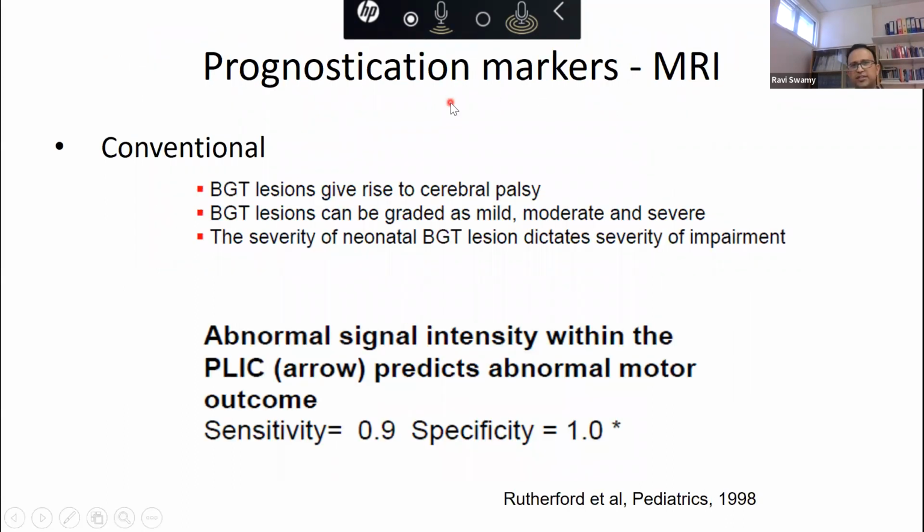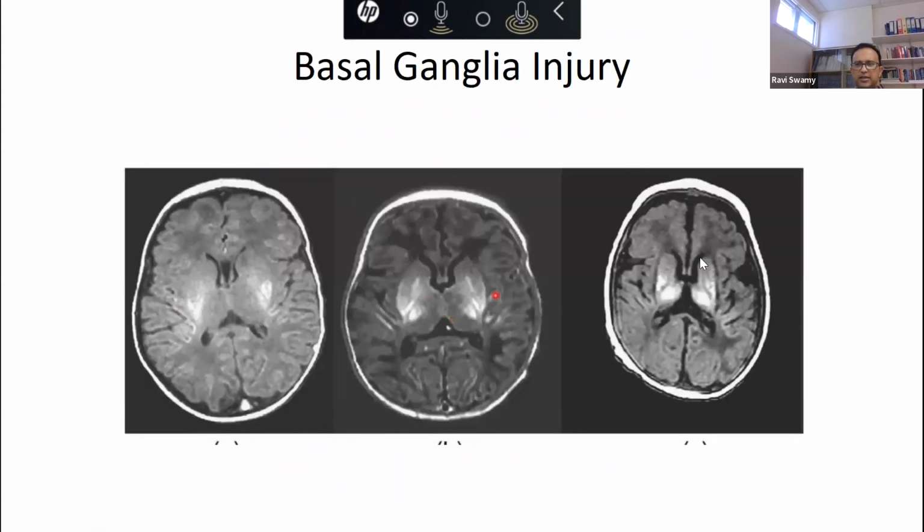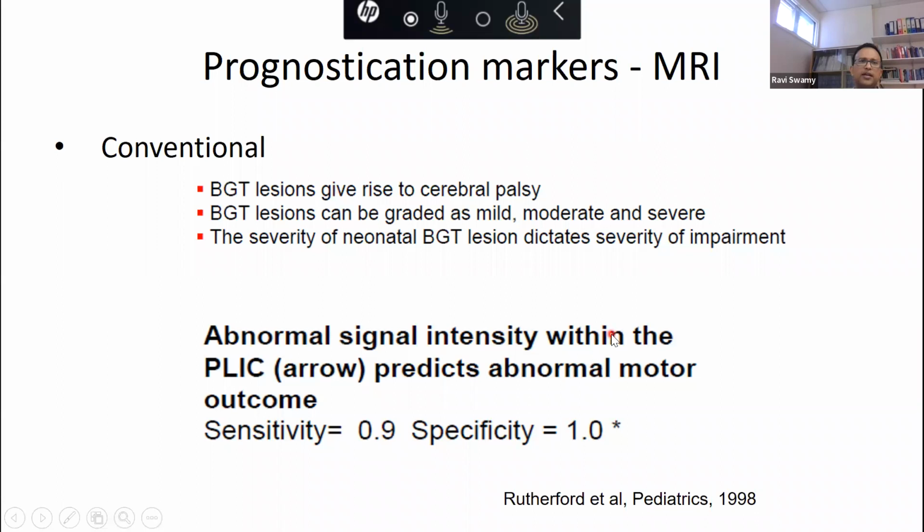Now, if you look at the prognostication markers, normally this is what we'll say: BGT lesions give rise to cerebral palsy, especially the athetoid type of cerebral palsy typically occurs with BGT lesions. So the child you saw here, these clear BGT lesions, then conventionally number one, you will say they can give rise to cerebral palsy. Okay. And again, BGT lesions can be graded as mild, moderate, and severe, but you don't need to worry about this because the radiologist will give you the report.